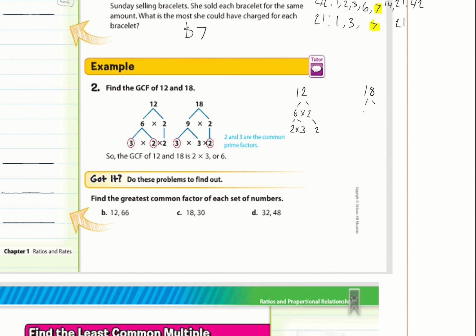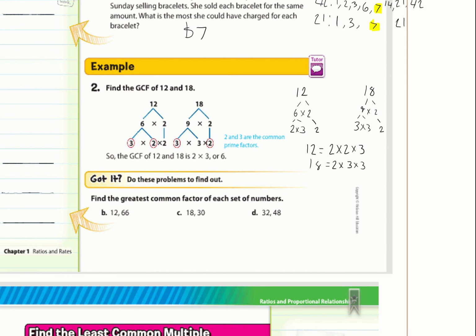Now for 18, they did 9 times 2, and the 2 is prime. We already established that. So I'm going to bring that down. We can still break down the 9 into prime numbers. That's going to be 3 times 3. So the other way we can do this, 12 equals 2 times 2 times 3. 18 equals 2 times 3 times 3.